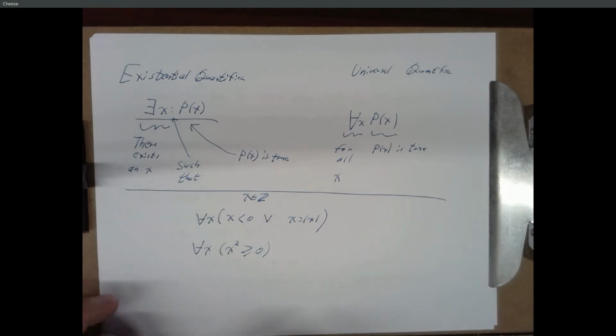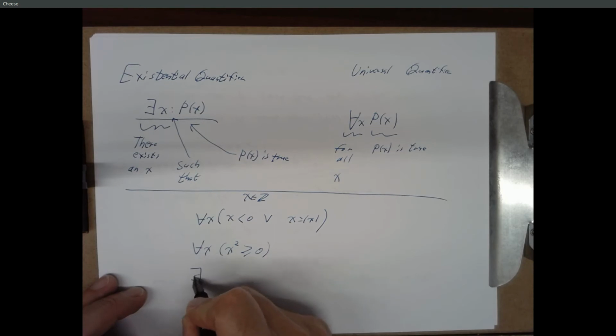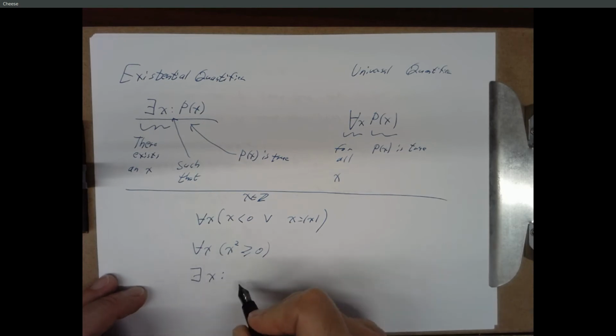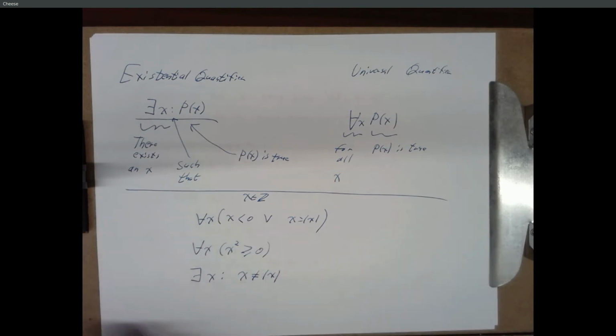For all x, x squared is bigger than or equal to 0. That's true, right? Because squares are always non-negative. There exists an x such that x is not equal to absolute x. And negative 1. Absolute value is 1.